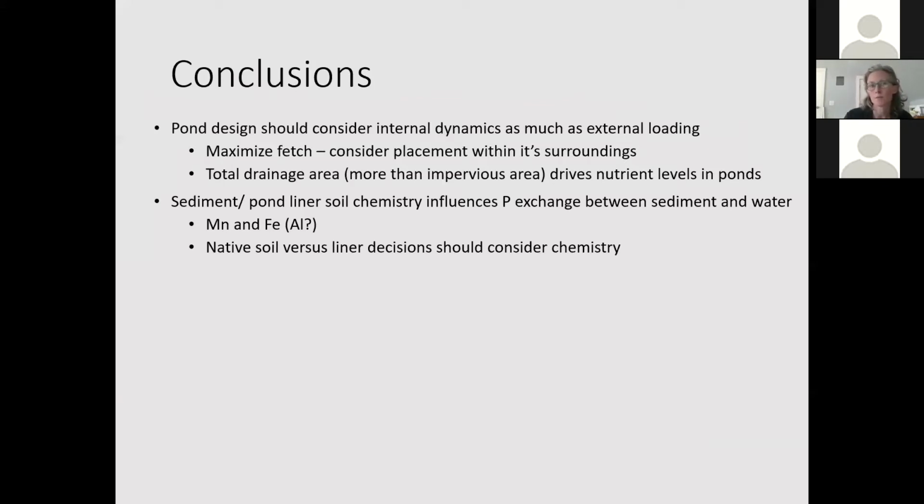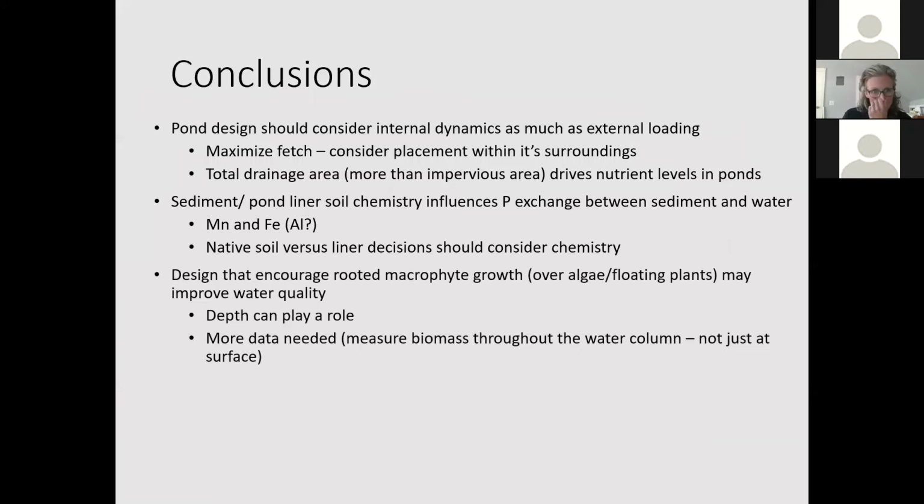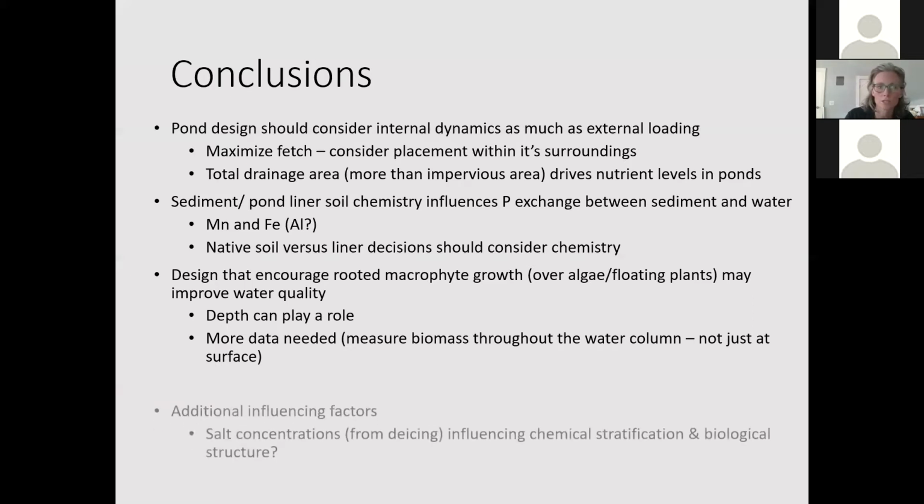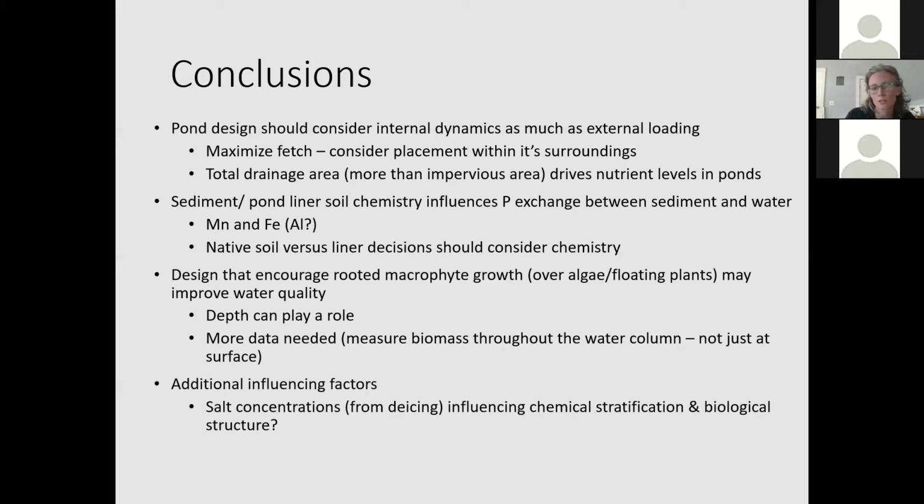There's some question about the sediment, pond liner, and soil chemistry, and how maybe the native soils versus a liner decision should consider chemistry and not just impermeability. A design that encourages macrophytes that are rooted over those that are more transient could help improve water quality, and depth could be a factor there. Cattails won't grow when it's, I forget what it is, like 2 feet or something like that. They won't grow any deeper than that. So maximizing an intermediate depth could play a role in influencing the vegetation that grows there. And then other additional factors, like salt from de-icing and that kind of thing.